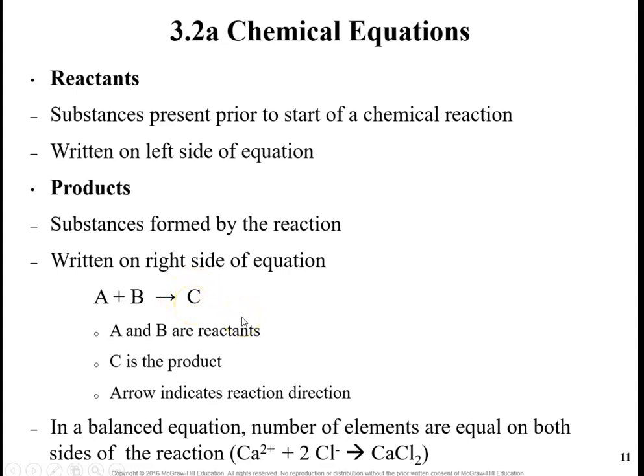In a balanced equation, the number of elements are equal on both sides of the reaction. So in the example here, we have calcium, which has a positive 2 charge, plus chloride, which has a negative 1 charge. So we know that it needs to be balanced. So it's going to be 2 negative charges and 2 positive charges, and that will give us a neutral calcium chloride.